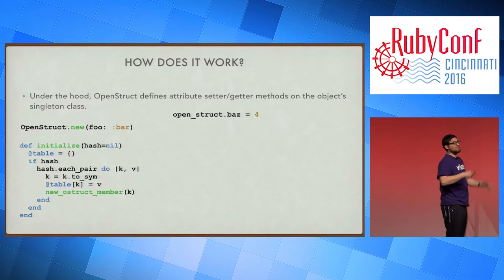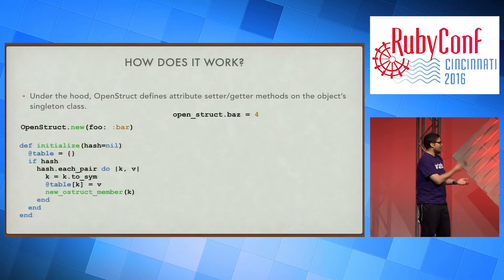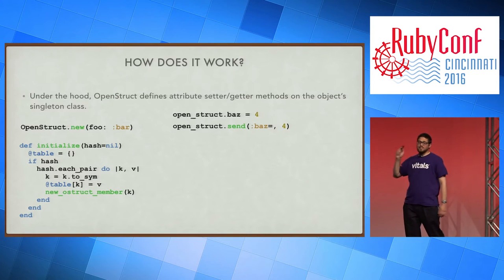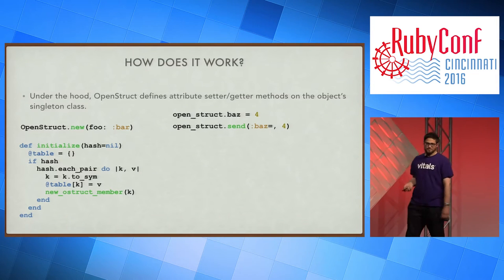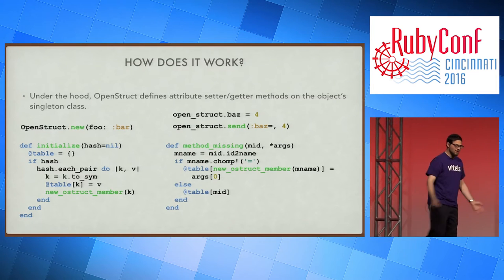What happens when you already have an OpenStruct, and then you set a new property using dot notation, .baz = 4? The first thing to remember is that in Ruby, that's just syntactic sugar for calling the baz= method with an argument of 4. There is no baz= method, so we're going to hit method_missing.